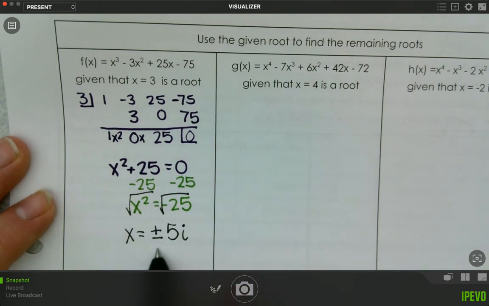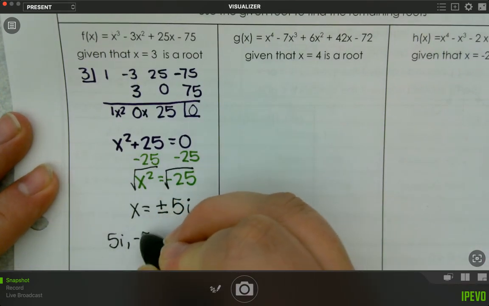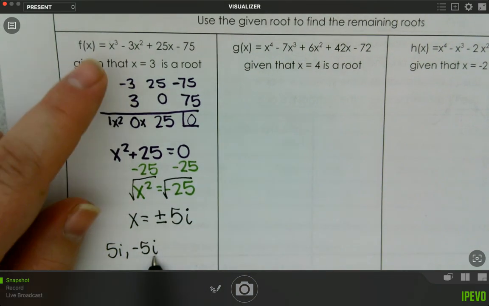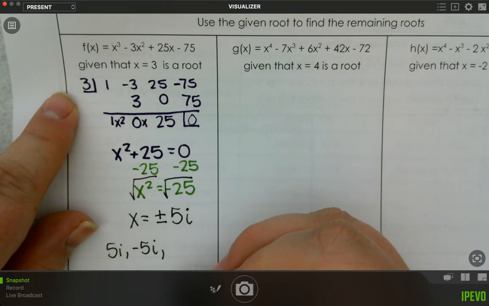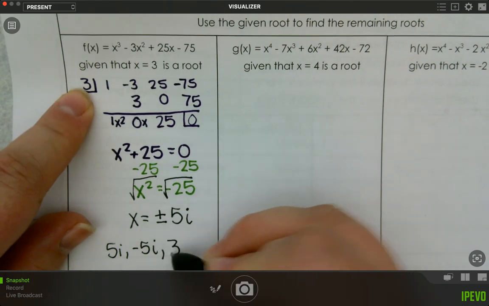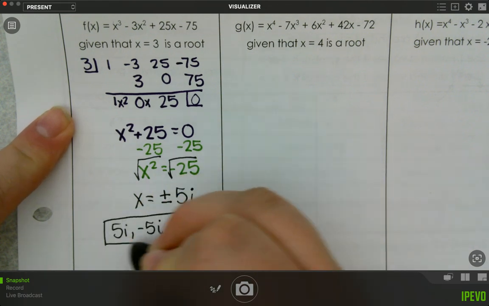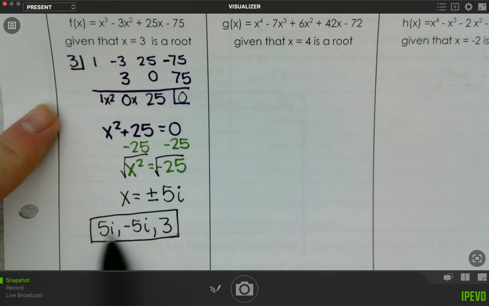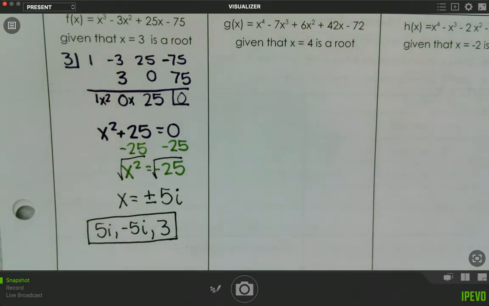And this is why they can only come in pairs. So I basically have 5i, negative 5i, and that's 2 zeros. I should have 3 because it was a power of 3. And that is because I need to include this 3 that it already told me was a root. So don't forget the one that you start with. Always make sure that the number of zeros matches the power, the highest power.